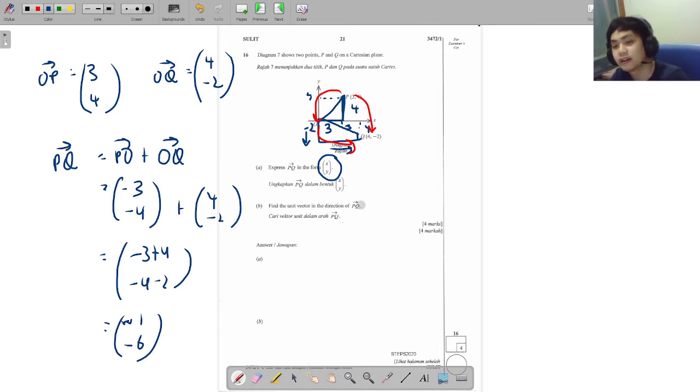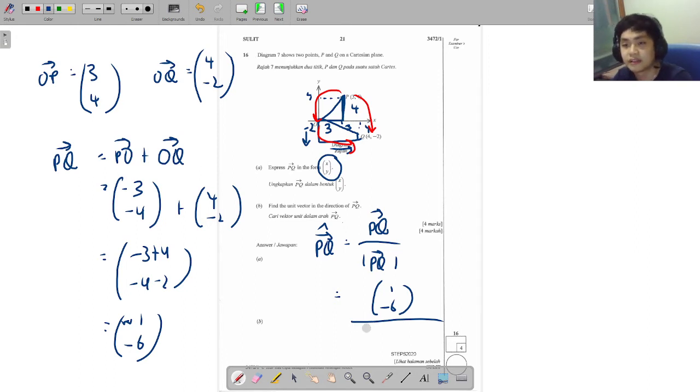Find the unit vector in the direction of PQ, which is PQ with a hat. So it's just PQ over the modulus of PQ, or the magnitude of PQ. PQ is 1, negative 6, and the magnitude of PQ is basically from Pythagoras. We are using Pythagoras theorem for it, because if I draw PQ, this is P and this is Q. If I want to find the distance of this, I just use Pythagoras theorem to find it very easily.